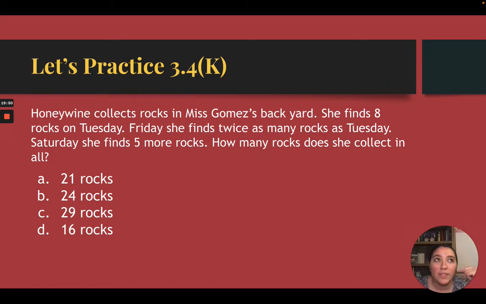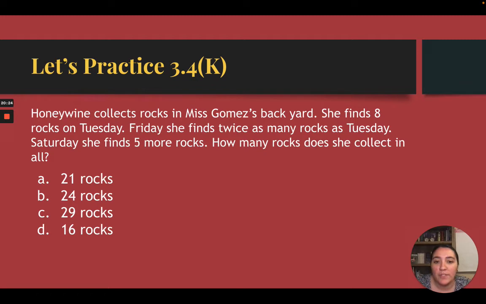All right, so now I'm doing that second step. I'm starting to think about what the problem is asking me. I want to understand it better. Honeywine collects rocks in Miss Gomez's backyard. She finds 8 rocks on Tuesday. Friday, she finds twice as many rocks as Tuesday. Saturday, she finds 5 more rocks. How many rocks does she collect in all? So now during this third read, I need to ask myself, is this a one-step? Is this a two-step or multi-step? Am I doing multiplication, division, addition, subtraction, or a combo? So that's what I'm asking myself.